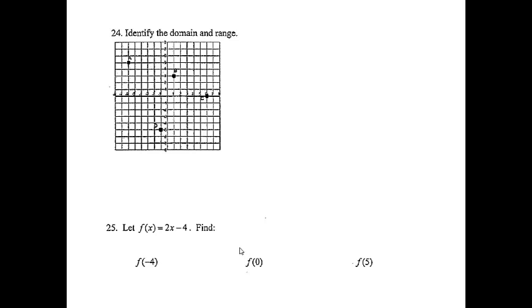Number 24, identify the domain and the range. Okay, remember the domain is going to be all of my x values and my range is going to be all the possible y values. And since these are just points, I'm actually just going to list the points. That first point looks like it's -6, 5. I might be off, but I think that's what it is. Point B is 1, 3. Point C is 6, 0. And point D is -1, -5.